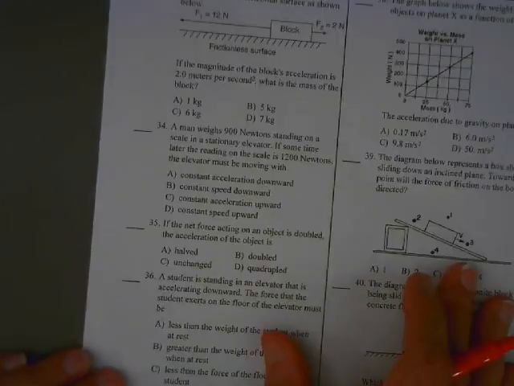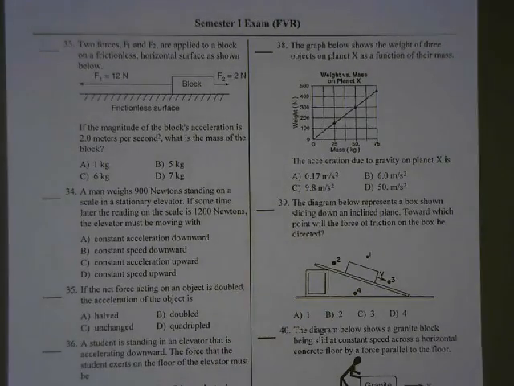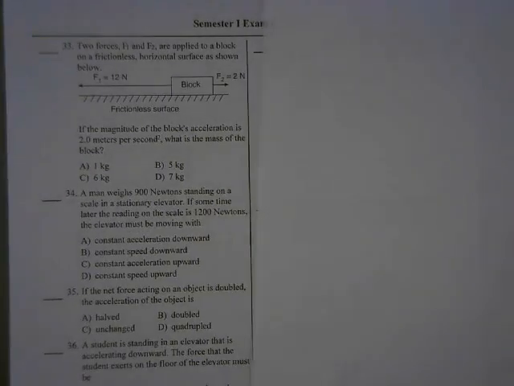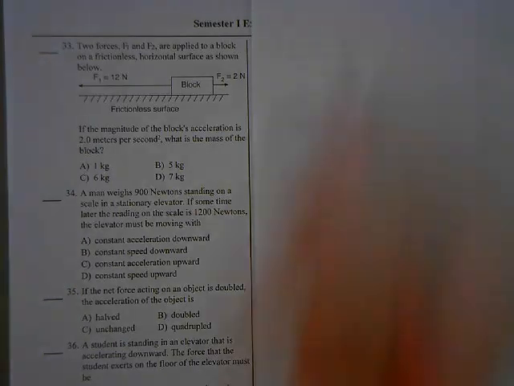All right, number 33. So now we're doing forces. We're up to chapter 4. It says the two forces F1 and F2 are applied to a block. What's the acceleration? So Newton's second law says that F net is equal to ma.